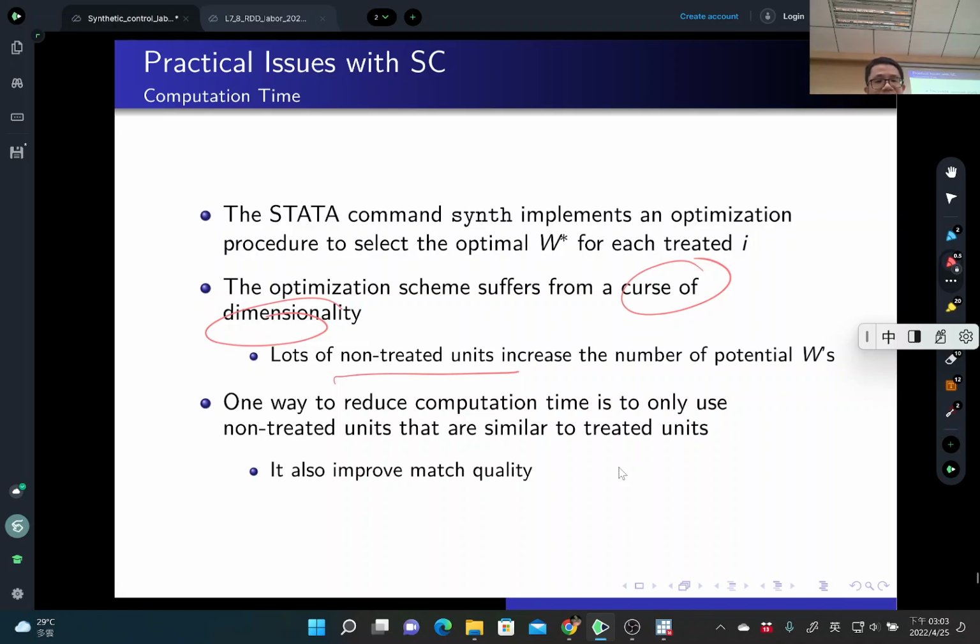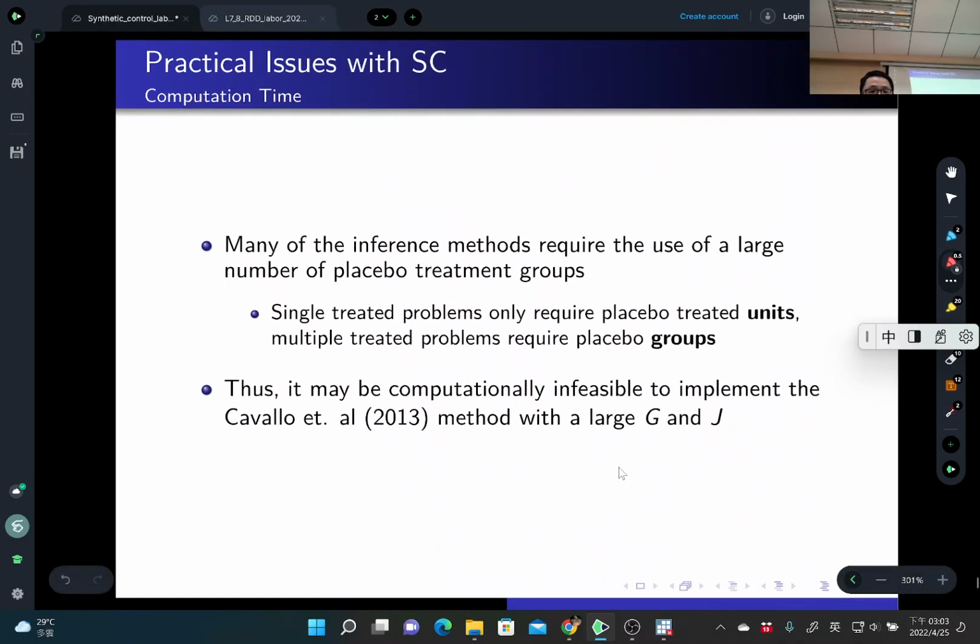So sometimes we might try to use only the non-treated units that look similar to the treated unit by plotting their pretreatment time paths. We just use the ones that look similar, and eliminate, kind of pre-screen, those that do not look very similar. And you can improve the match quality. Okay. That's something you can do.